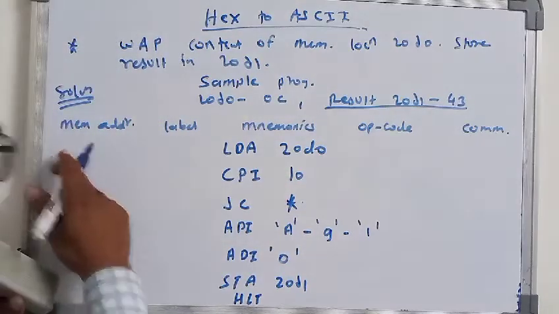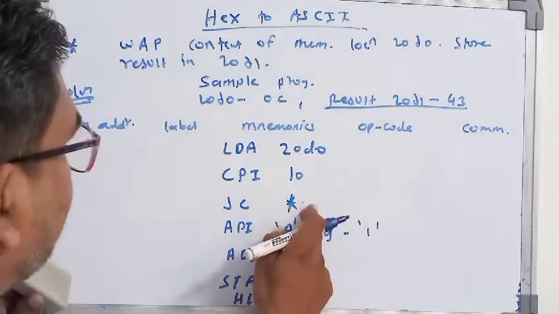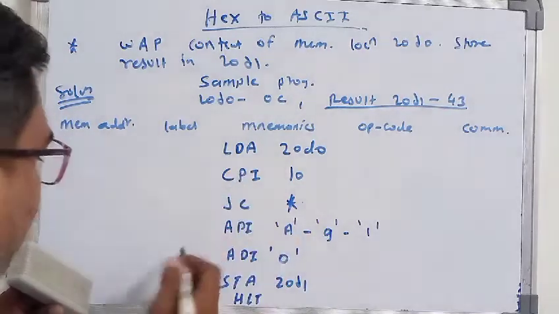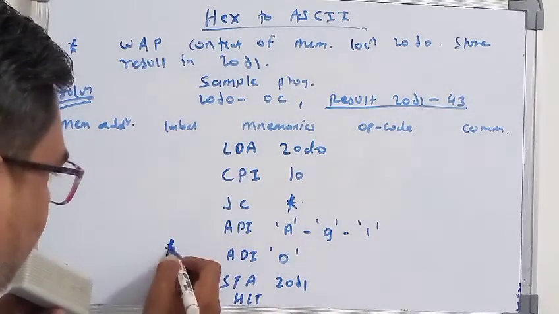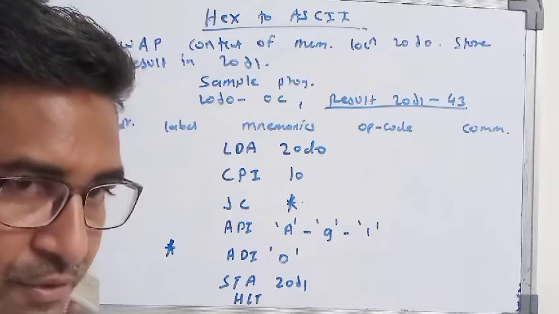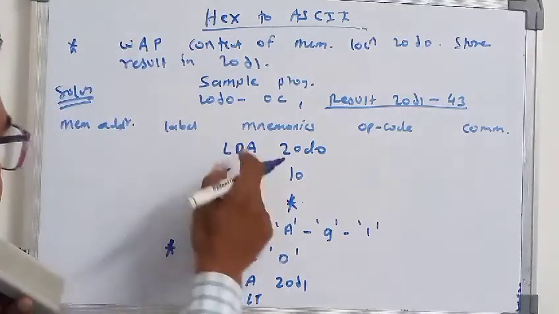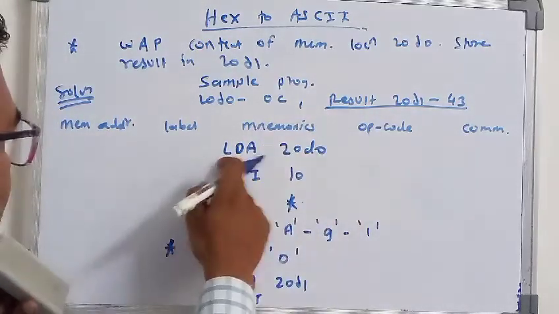Now the memory address you will see. Meanwhile, this JC, where will it jump? The label here is where it will jump. You will assign the star mark. Now the memory address here requires 3 bytes for the LDA.